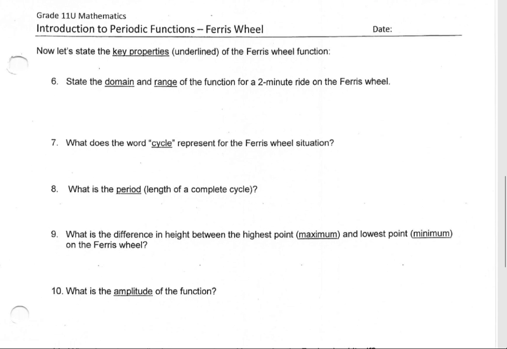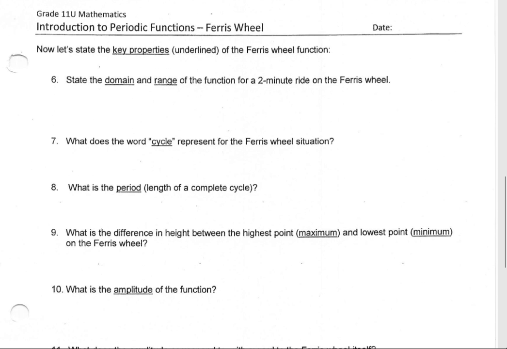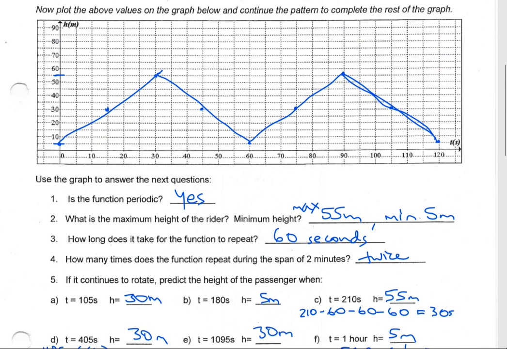I'm going to go to the second page and go back to some of those key terms that we talked about in the introduction, and also some other terms. Okay, so periodic functions have key properties, and these are huge in our unit, and that's why they are underlined, because we will be using them for every problem. So the domain and range of the function for a 2-minute ride on the Ferris wheel, you can see domain and range right from the graph.